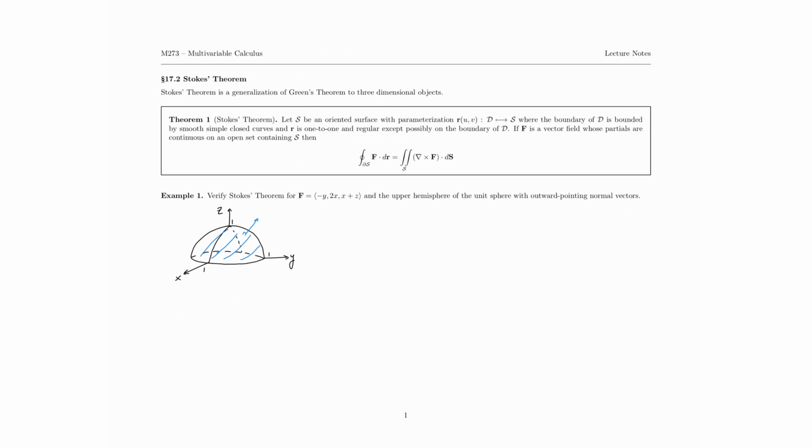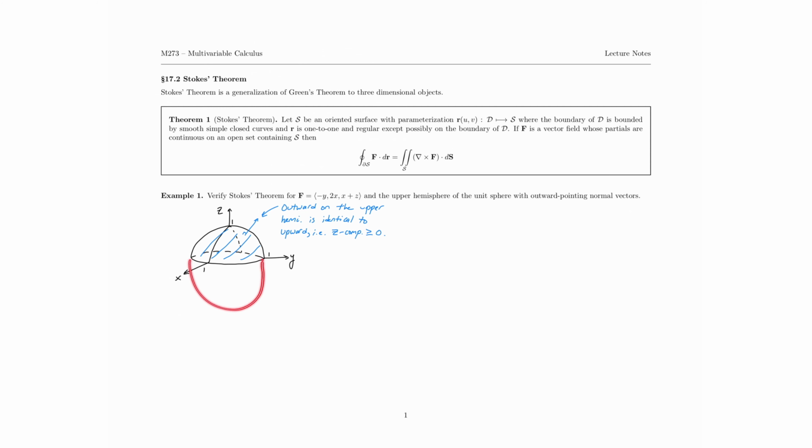So this vector right here, this is outward. So outward on the upper hemisphere is identical to upward, i.e., the z component of this vector should be non-negative or positive.